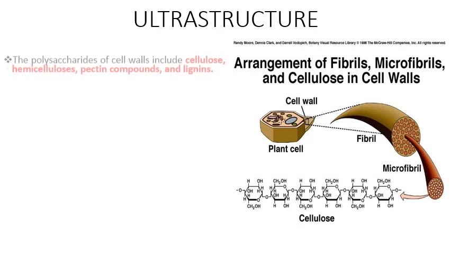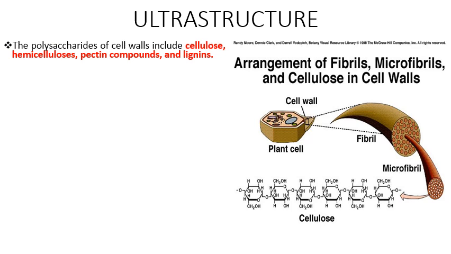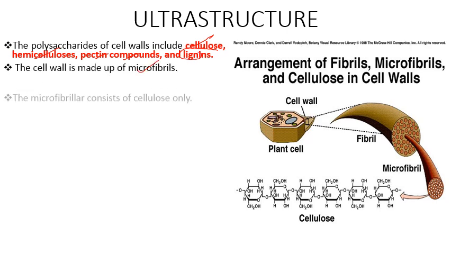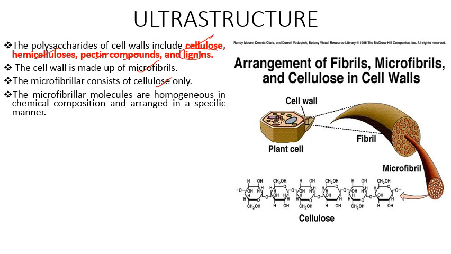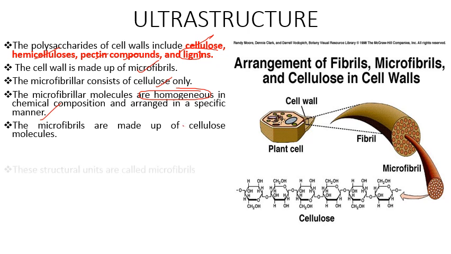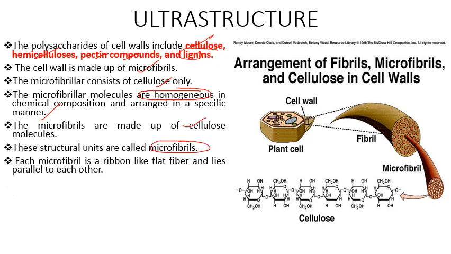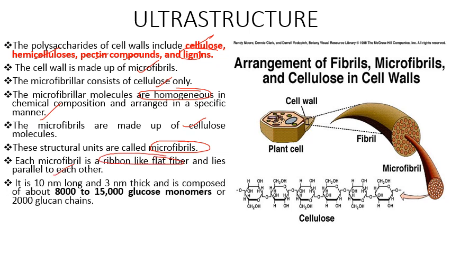Next comes the ultrastructure of cell wall. So as we know that it consists of various biomolecules, like we have cellulose, hemicellulose, pectins, compounds and lignins. The cell wall is made up of microfibrils. Microfibrils बनी होती है cellulose से, और जो microfibril molecules होते हैं they are homogeneous in chemical composition, arranged in specific manner, and they are made up of cellulose molecule that I have already discussed. Structure units जो होती हैं cell wall की जिन्हें बोलते हैं microfibrils, और ये होती हैं flat ribbon-like structures जो रन करती है parallel to each other, and their dimensions are 10 nanometer long and 3 nanometer thick and composed of near about 8,000 to 15,000 glucose monomers.